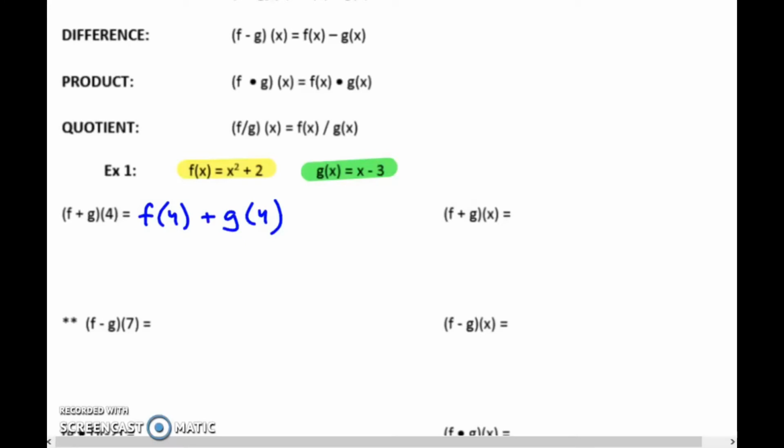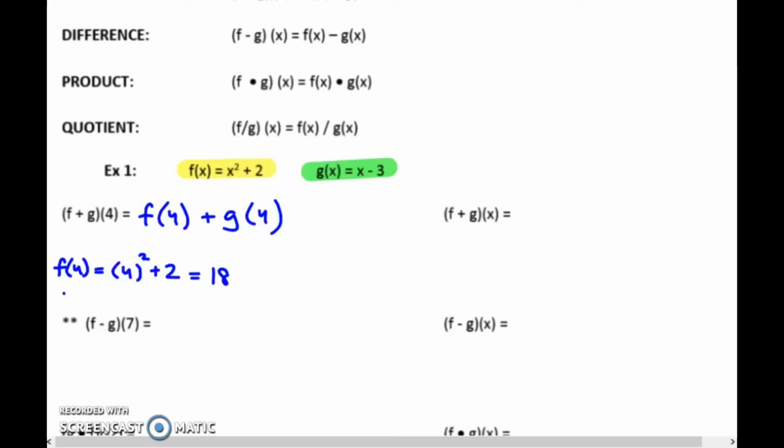Okay, and usually I don't show all the substitution, but because it's beginning of the year and last year was kind of crazy with our shutdown and everything, here's how we're going to evaluate f(4). You take your f function from up above, it says x squared plus 2, and you plug in a 4. 4 squared plus 2. All right, well 4 squared is 16 plus 2, that's going to be 18.